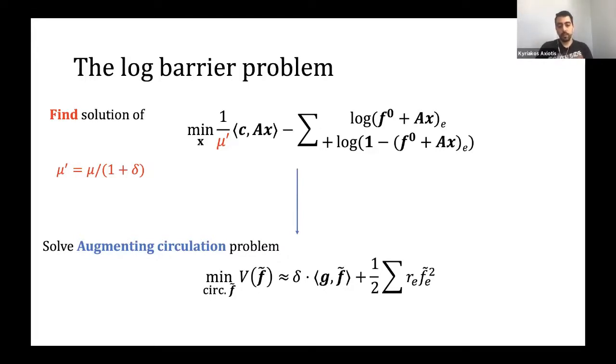Now, the interesting part about this augmenting problem is that it is approximately quadratic, meaning that we can roughly think of F tilde as an electrical circulation. And here delta is a step size, and R are the resistances that will define this electrical circulation.